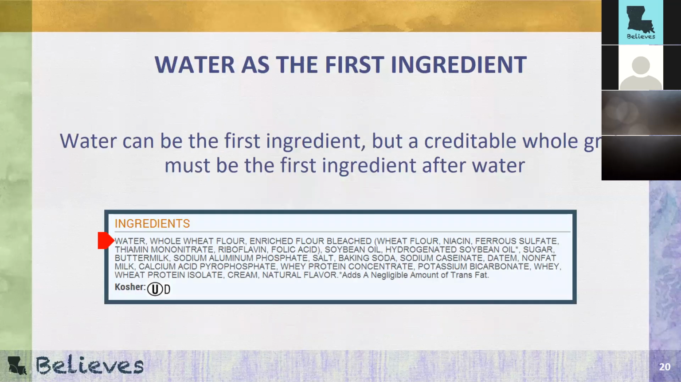And water can actually be listed as the first ingredient in a product, but the second ingredient must be a creditable whole grain. So it must be listed as the first ingredient after water.